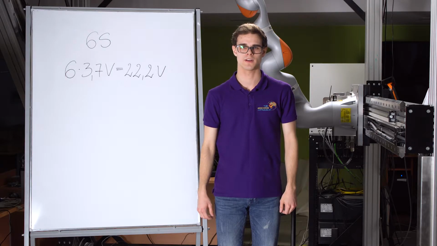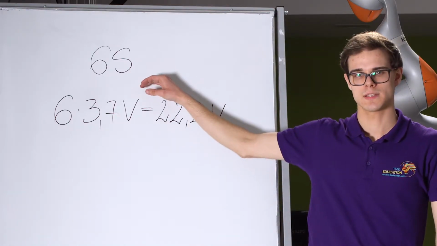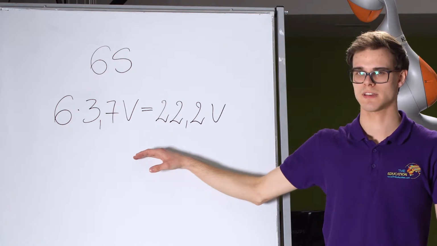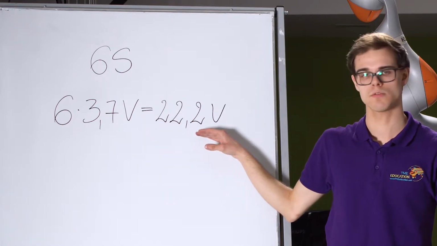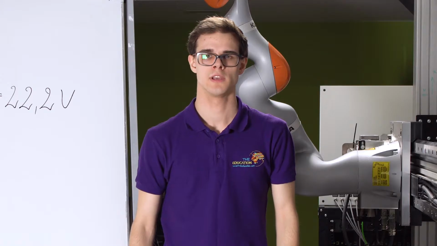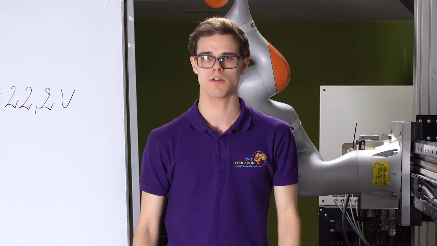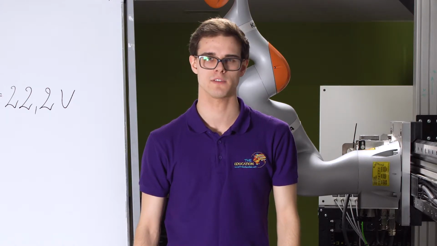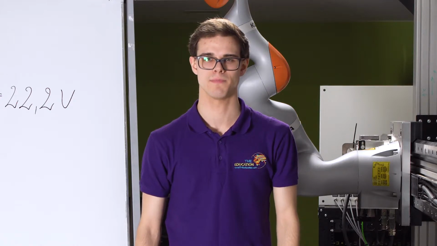The next parameter is the battery voltage defined with letter S, meaning a serial connection of subsequent cells. For instance, 6S means that you have 6 3.7 volt cells in a serial connection, which gives you 22.2 volts. These batteries may also be connected in parallel to increase the overall capacity or current efficiency. This type of connection is defined with letter P.